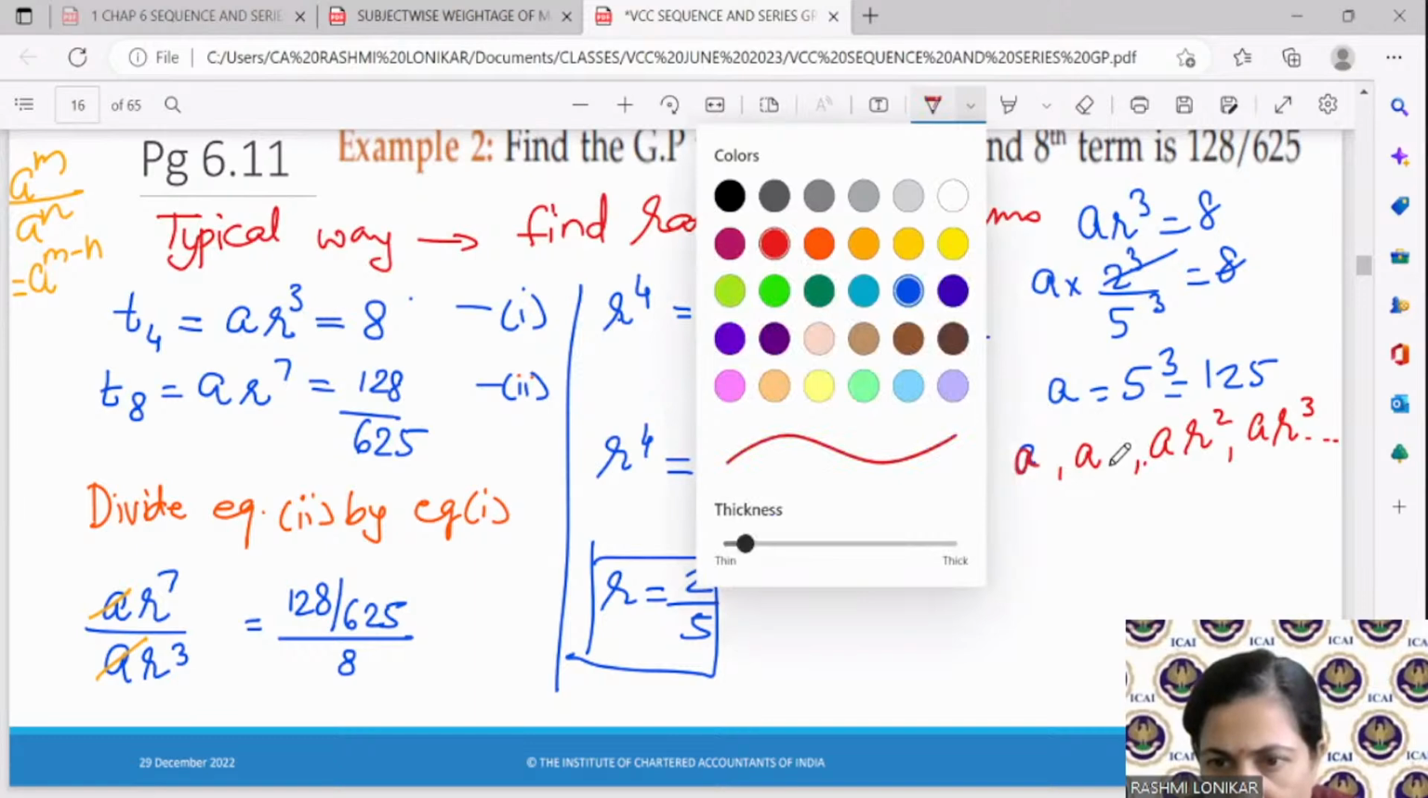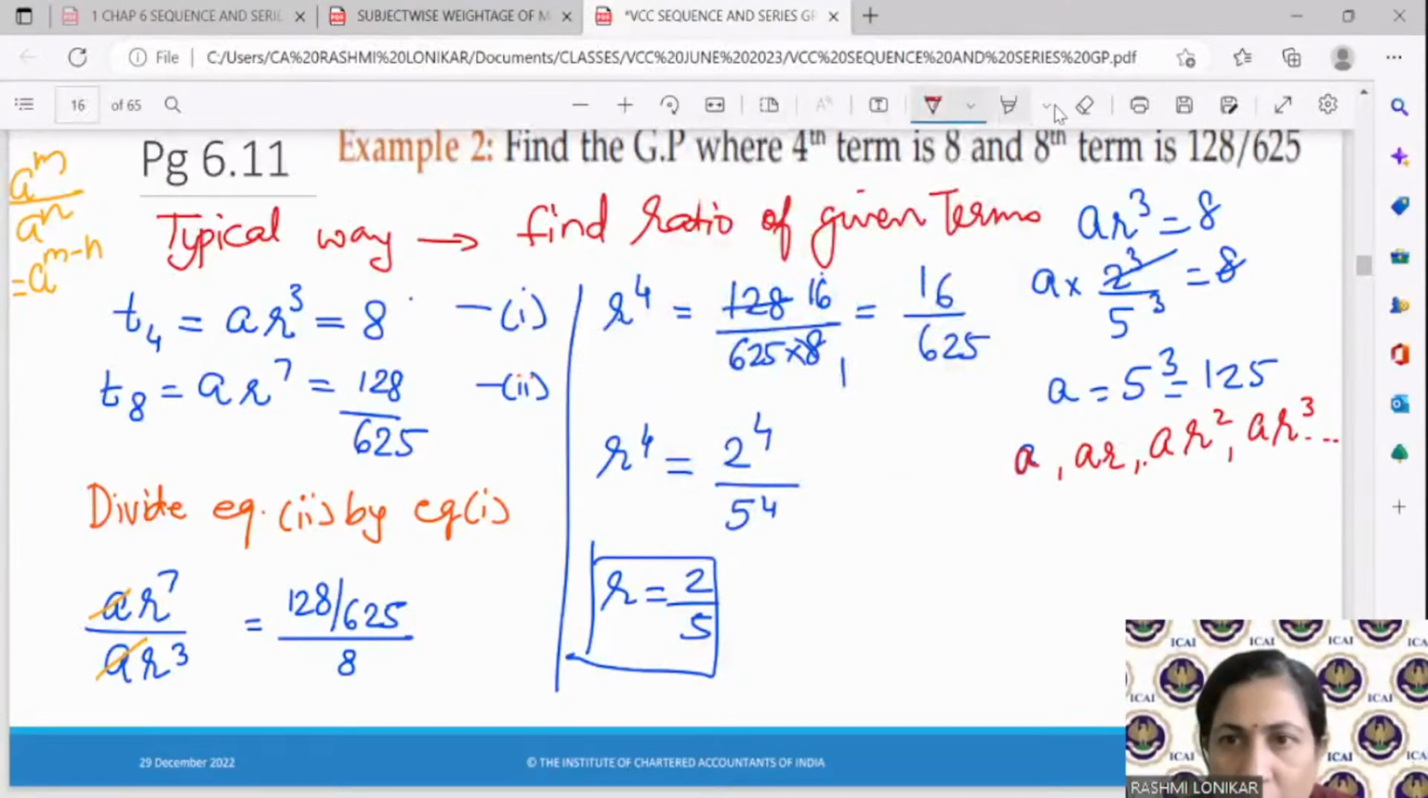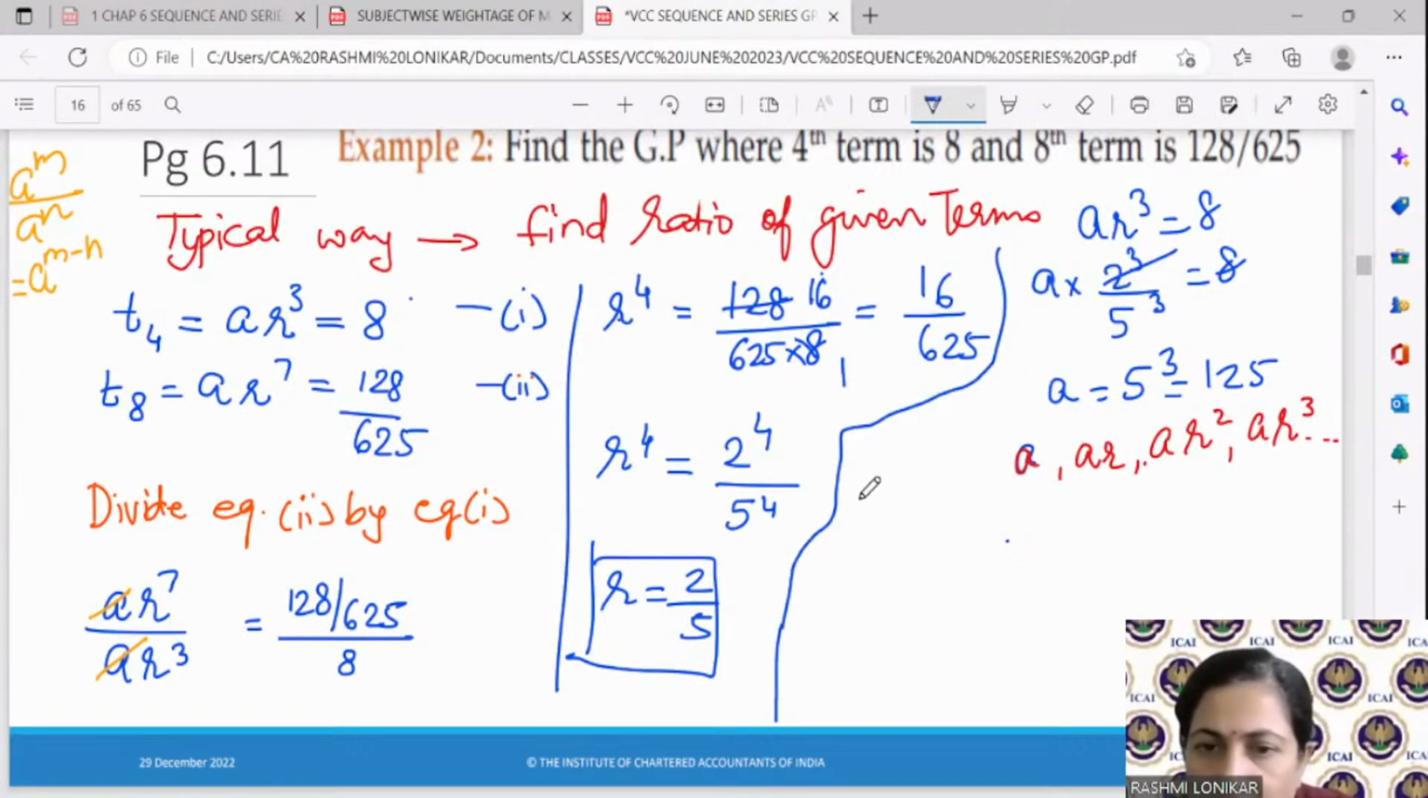This missed out. Okay. So now what is A? A is 125. What is AR? It will be 125 into R. R is 2 by 5. What will be the third term? Third term will be, this is the second term, this is the first term.